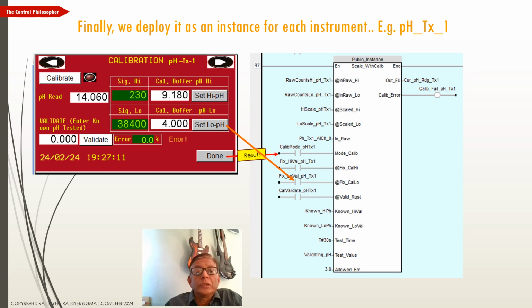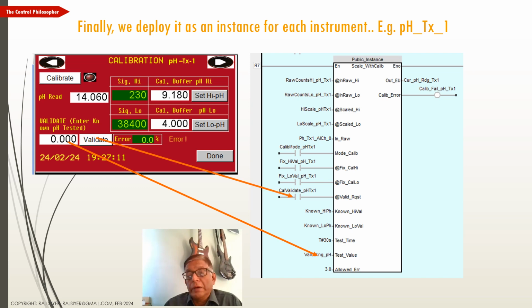Okay, and so also for the low, when we fix the low point, that is the low pH point, the value of 4 will go to the scaled low value, and 38,400 counts will go to the raw count variable. All right. This is how the scaling block is configured. This is possible because these are all in-out variables. That is, they can be written upon within this block.